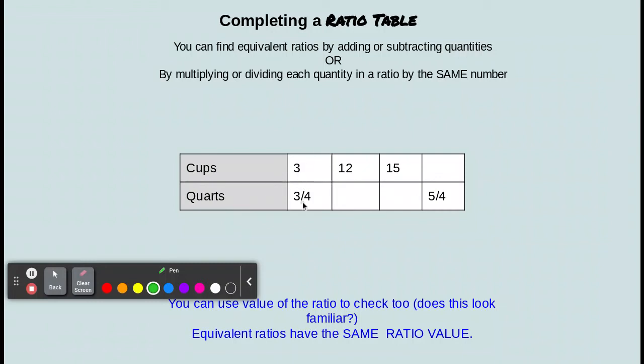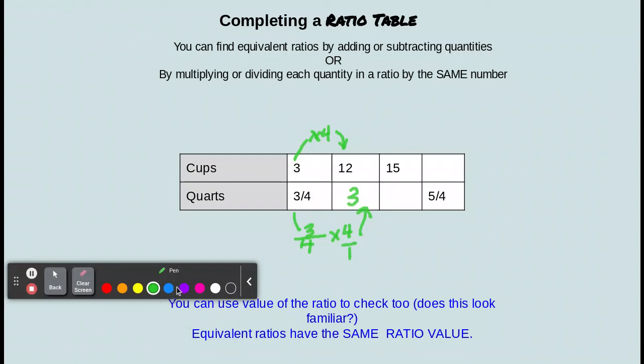We're given a 3 and 3/4. So let's look at 3 and 12. How are they related? You can probably multiply it by 4 to give you 12, right? So 3/4 times 4 gives you what? 3.